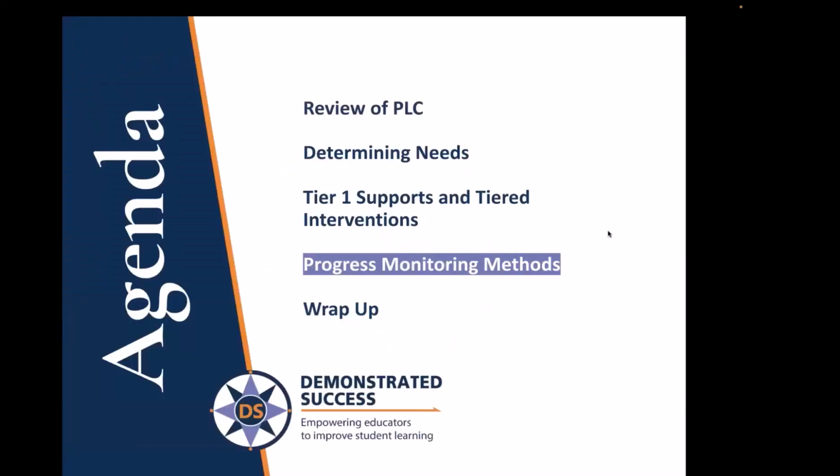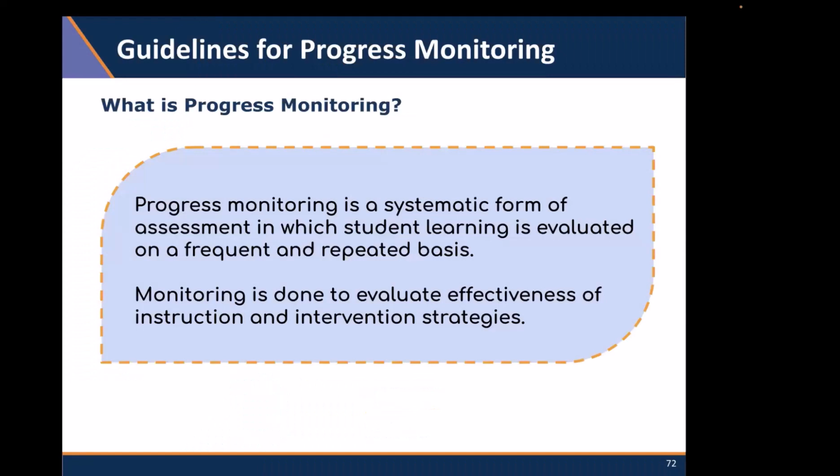So we're going to head into the last part here, progress monitoring method. So how are we going to make sure that we know how students are doing? We want to talk about what is progress monitoring. So we had this in our instructional planning when we talked about what are the strategies and activities we're going to use, and then how are we going to progress monitor students.